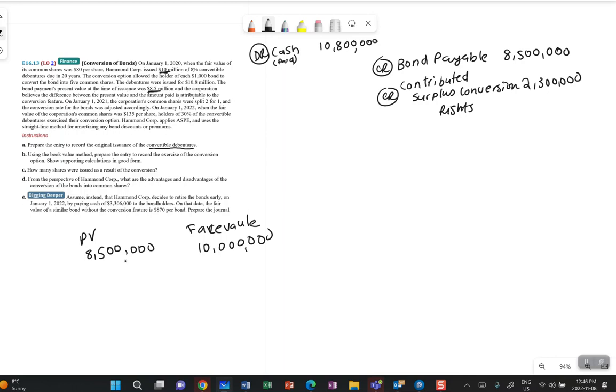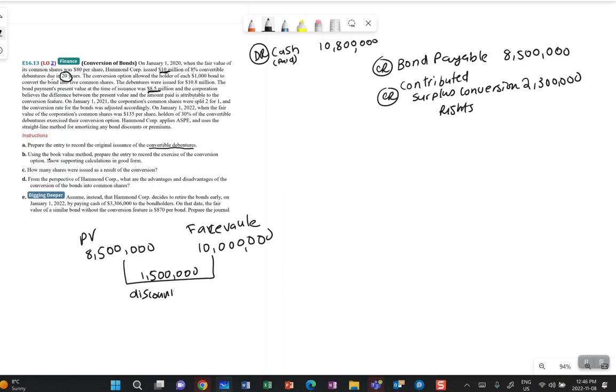So what happens to this bond? What type of bond is this? It's a discounted bond. How much is the discount? The difference between the two is my discount, in this case 1.5 million. We needed to amortize it over the 20 years.